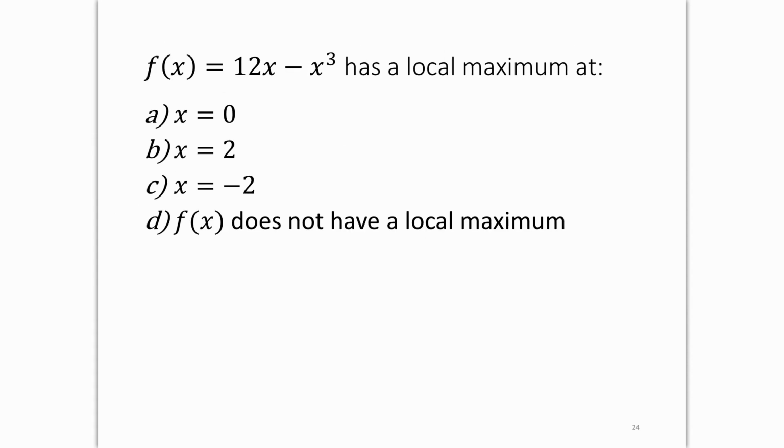Let's try one more here. f of x is equal to 12x minus x cubed. It has a local minimum at what point? x equals 0, x equals 2, x equals minus 2, or f of x does not have a local minimum.